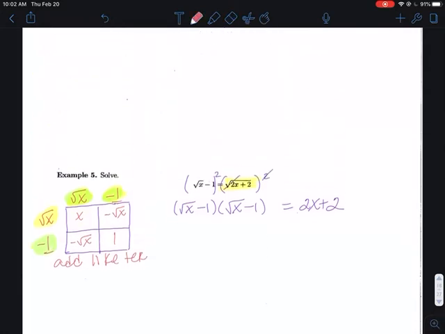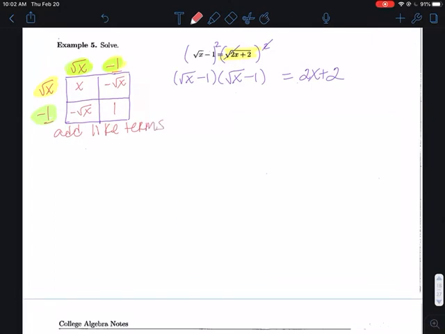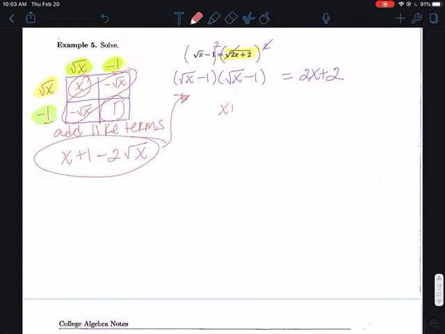All right, this is terms. So I have an x here, a +1, and then the only two that you can add together will be these negative square root of x. You have two of those, so it becomes -2 square root of x. So this right side over here, when you multiply, this is what you get: x plus 1 minus 2 square root of x. And then you have this 2x plus 2 on the right side.